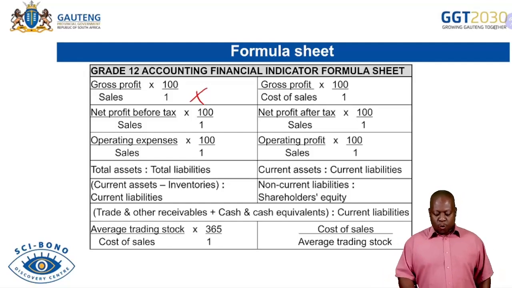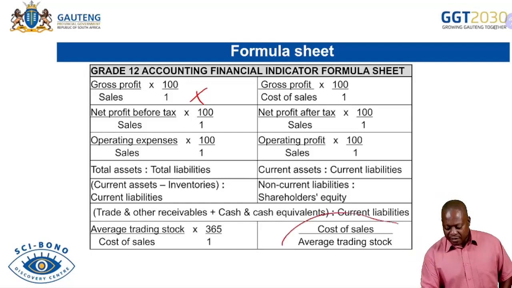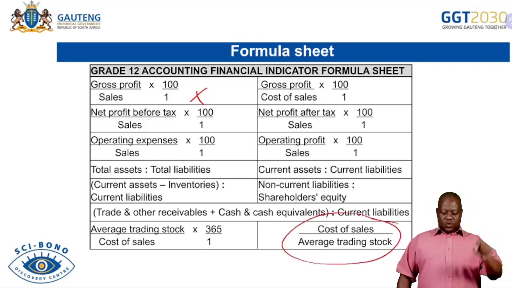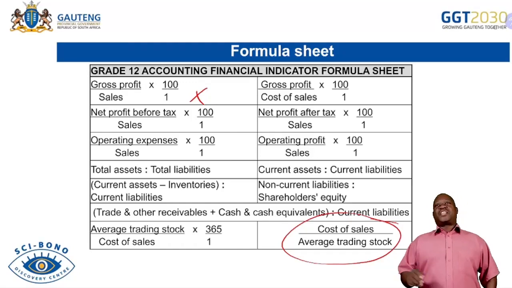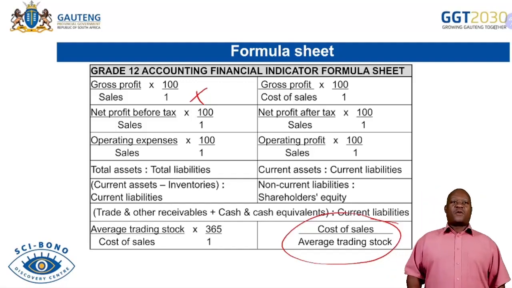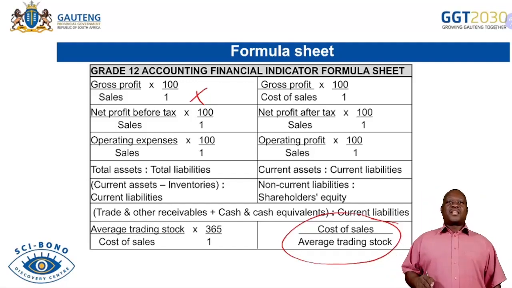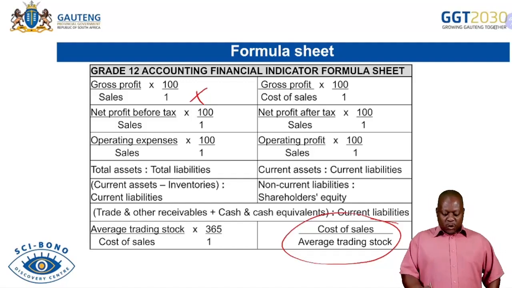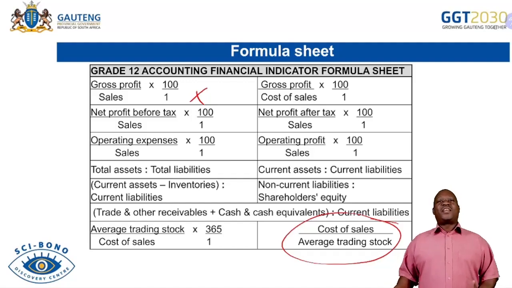Now, let's just look into maybe one of these. I'm taking the last one down there. It says cost of sales divided by average trading stock. Do you remember what it is? This is the rate of stock turnover. So if for any reason you don't know that this is the rate of stock turnover, it simply means we are not going to win here.